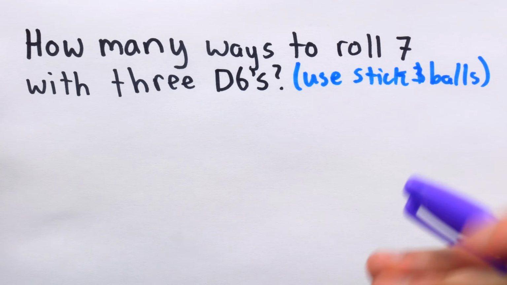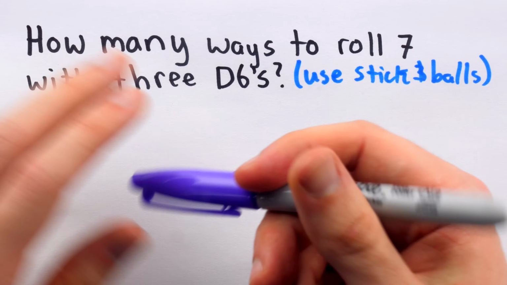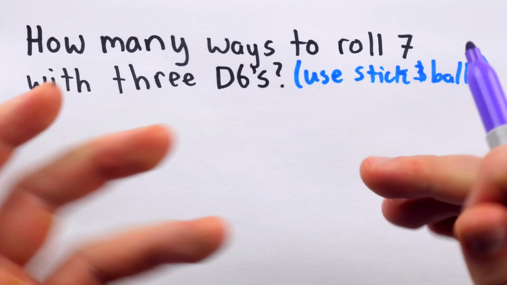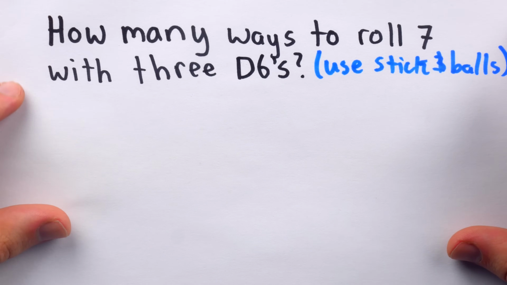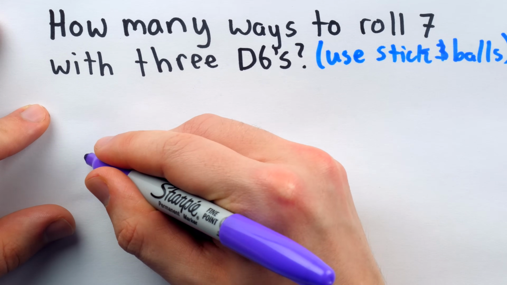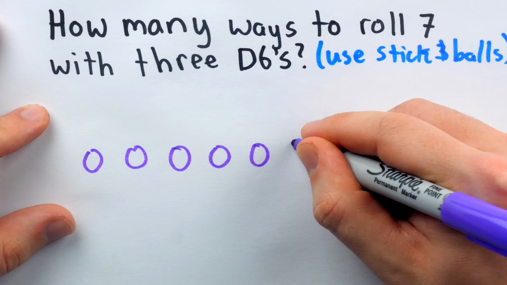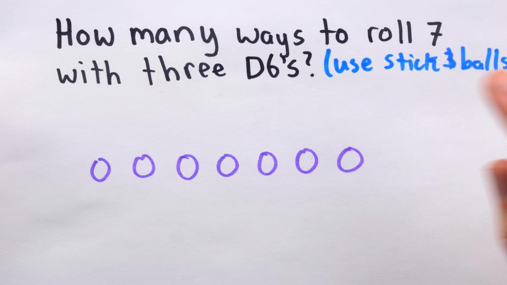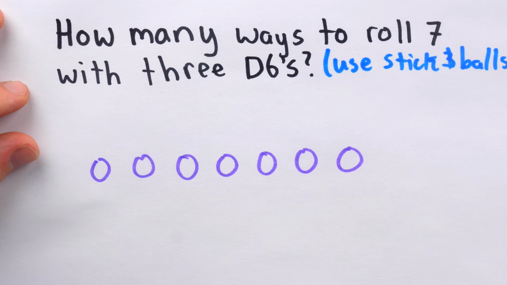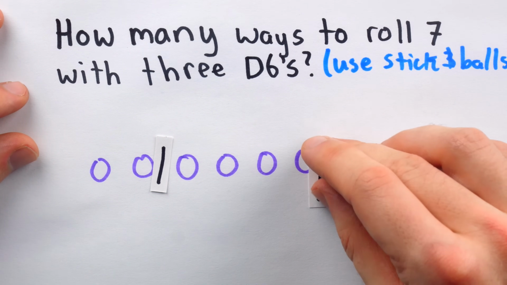Well, because we need a total of 7 between our 3 die that we are rolling, we will of course need 7 balls. In this context, the balls represent that sum of 7 dots showing on the 3 die. So we'll draw 1, 2, 3, 4, 5, 6, 7 balls. Now, how many sticks do we need to assign numbers to each die? Well, in fact, we only need 2. Just like for 4 men, we needed 3 sticks. For 3 die, we need 2 sticks.